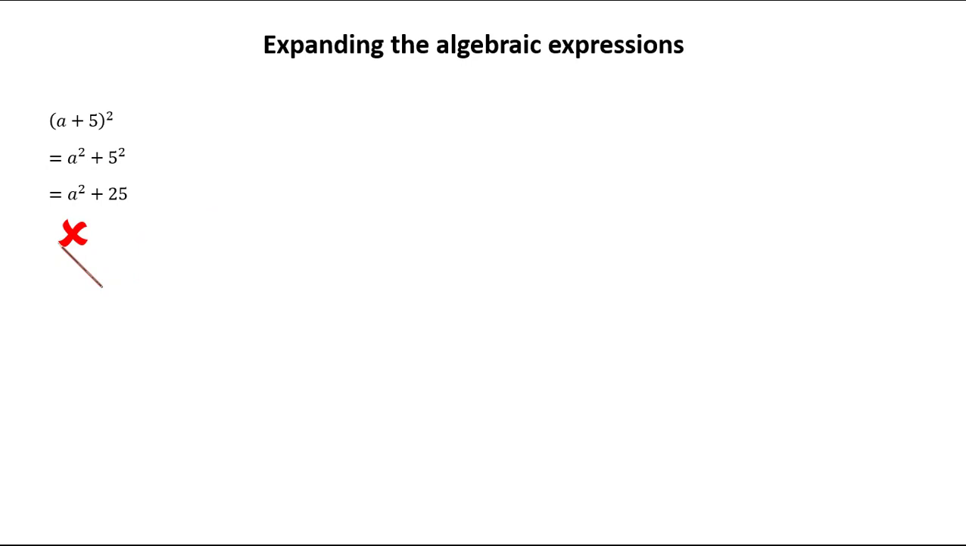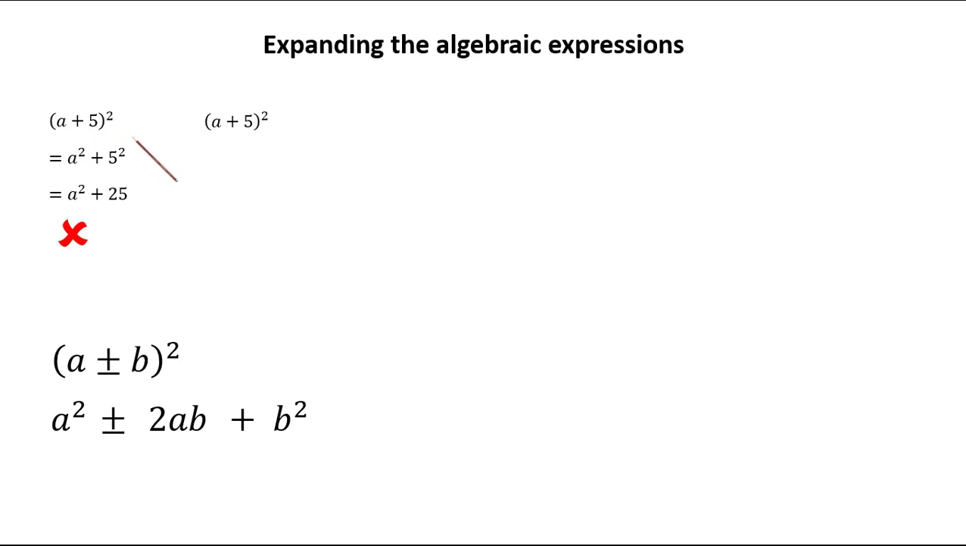Which is wrong. Because whenever we have a plus b the whole square, or a minus b the whole square, we have a square. Then we write the plus or the minus. The 2 multiplied by a multiplied by b. And then we write a plus, always a plus over here. And then b square. So the correct answer to a plus 5 the whole square would be a squared plus 2 multiplied by a multiplied by 5 plus 5 squared.